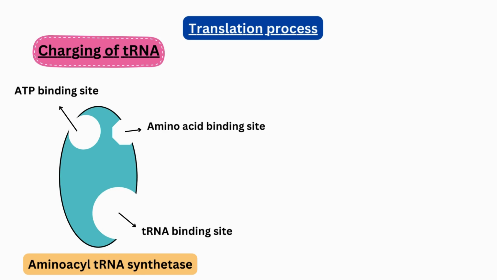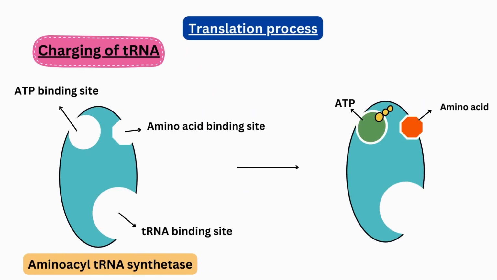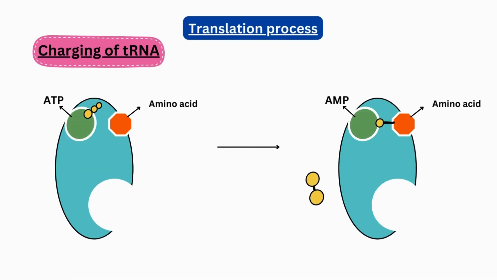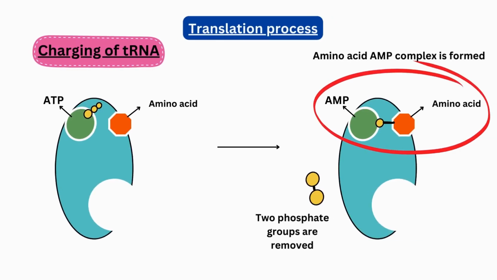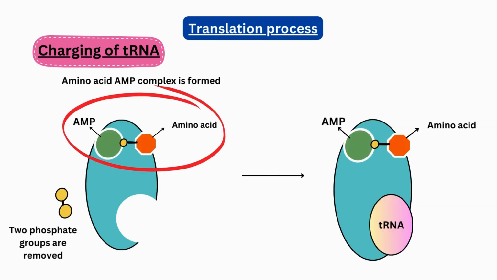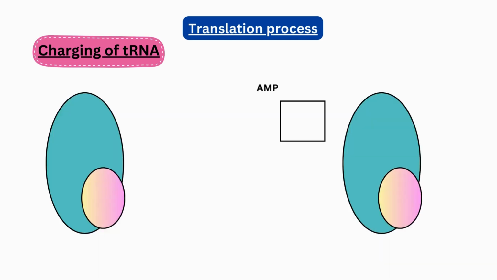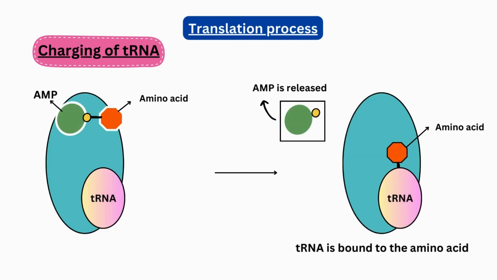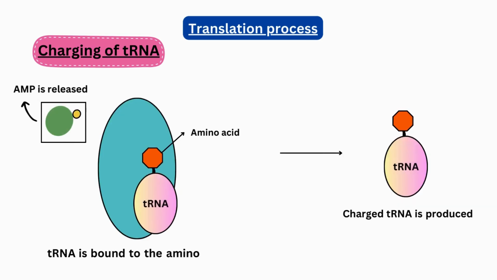Now when the ATP and amino acid bind, they form a complex known as the amino acid AMP complex, and 2 phosphate groups are removed. Once this complex is formed, the tRNA will come and bind to the tRNA binding site of this enzyme. After that, the AMP is released and the amino acid gets attached to the tRNA. Now the tRNA is known as the charged tRNA, and the whole process is known as the charging of tRNA.